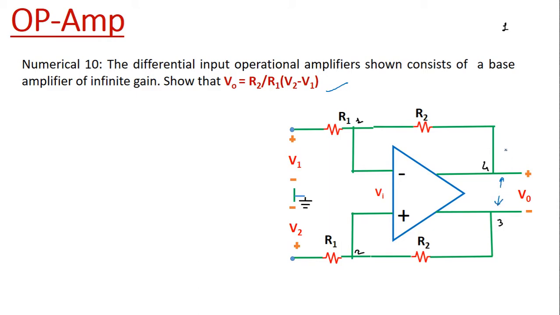This is the output voltage. Let this node 4 voltage be V4 and node 3 voltage be V3. Let the node 1 voltage be Vx and node 2 voltage be Vy. Now we can see from the circuit diagram that the output voltage is equal to V4 minus V3, here plus and here minus. So it will be V4 minus V3. This is our equation number 1.